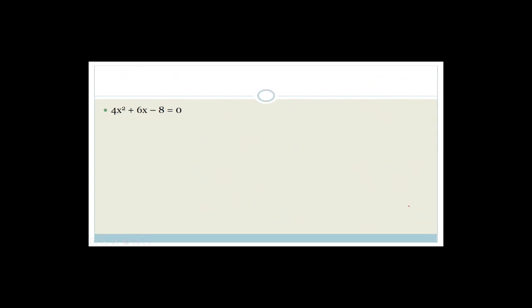Okay, let's do another example. So first thing here you can see is we can take out a common factor of 2. So I'm going to do that. So I'm going to take out 2, and you're left with 2x squared plus 3x minus 4 equals 0. And because that's 0, this can go away.